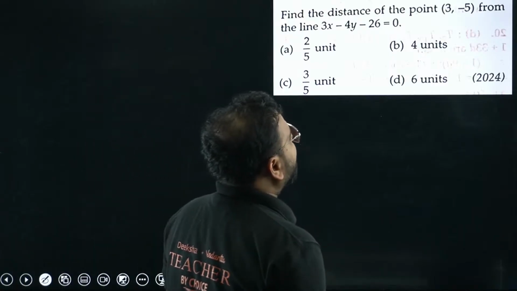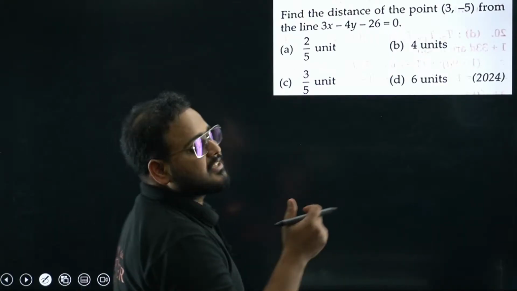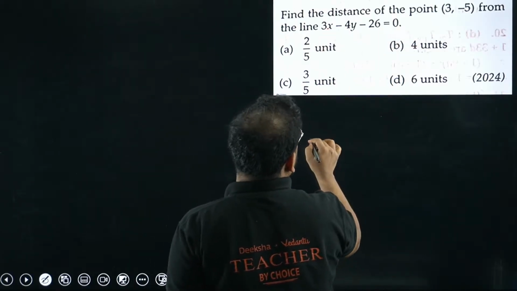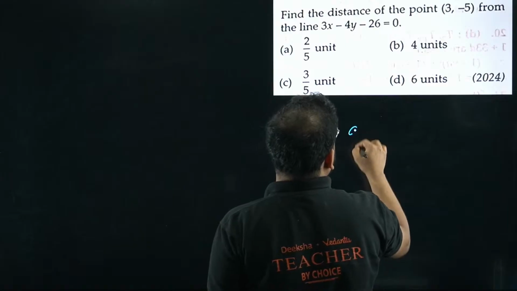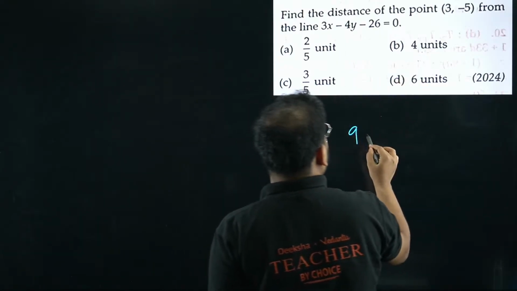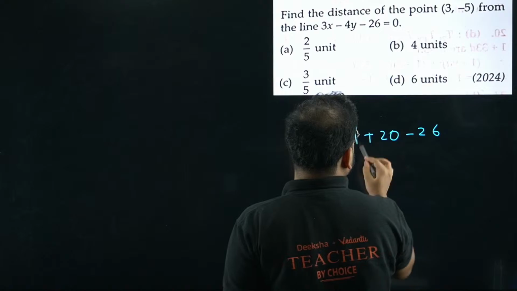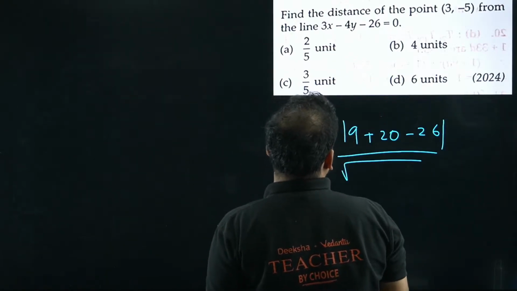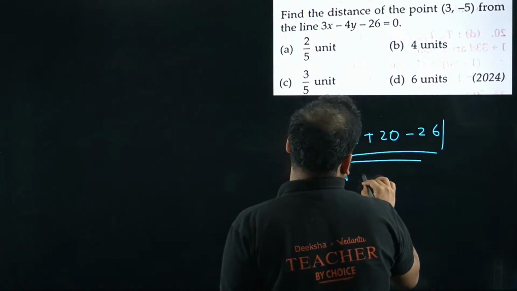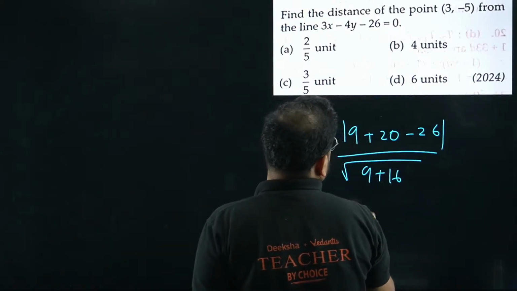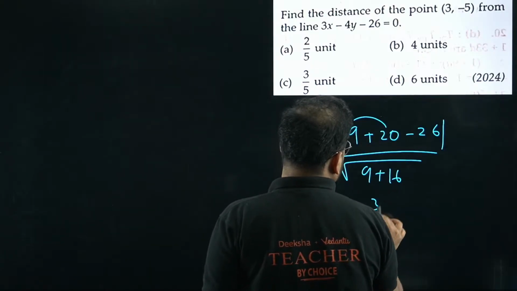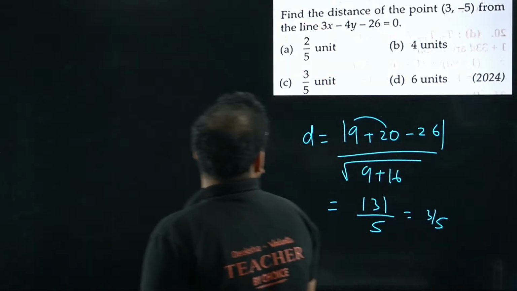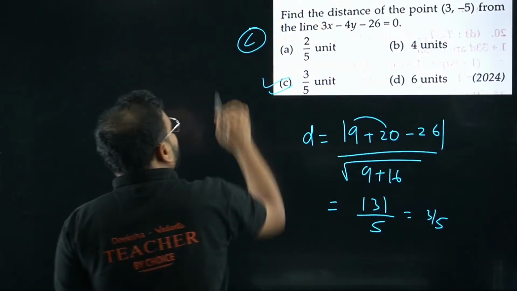First question: find the distance of the point (3, -5) from the line. Beginner's distance formula. We have to apply 3 times this, so the distance is given by: 3 times this will become 9, then -5 times -4 becomes 20, and here that is -26. There will be a mod, of course, divided by the square root of 9 plus 16, which gives 25. So 29 minus 26, so modulus 3 divided by root 25, which is 5. Answer is 3 by 5. Option C is correct.